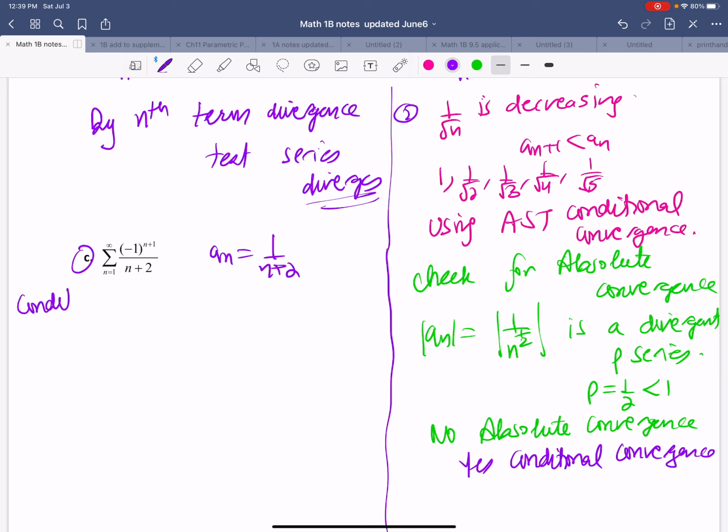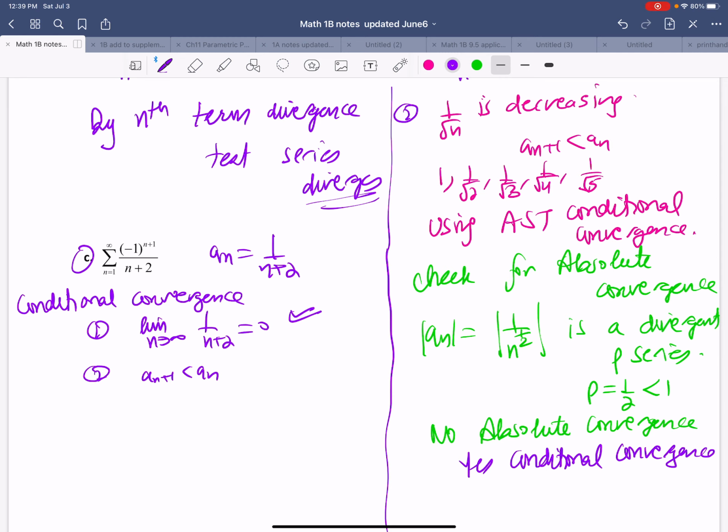Let's check for conditional convergence really quick. Conditional convergence has two conditions. The first one is that the limit as n goes to infinity of 1 over n plus 2 is going to be 0. So the first condition is met. The second condition is that a_(n+1) is less than a_n.